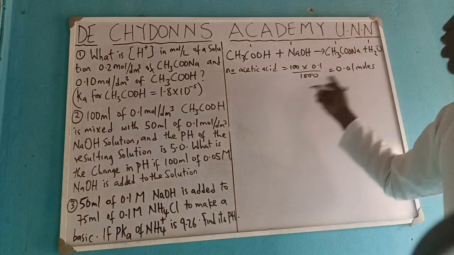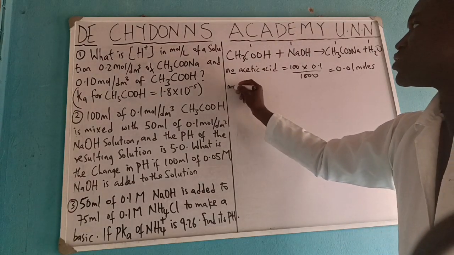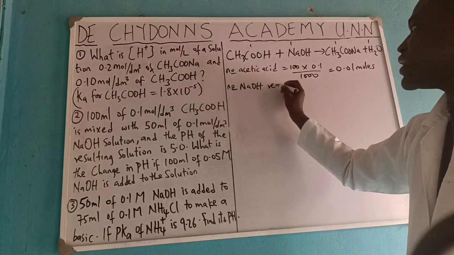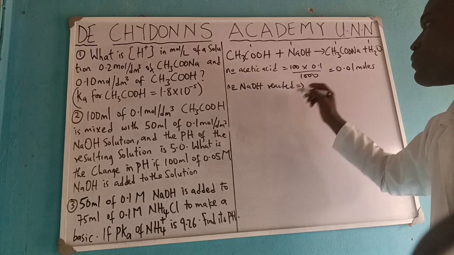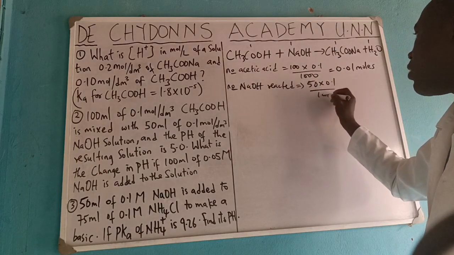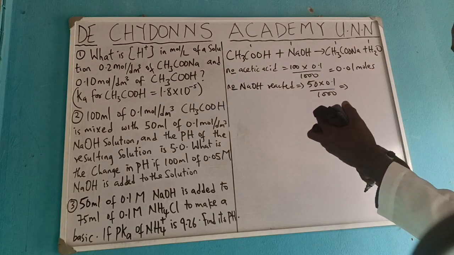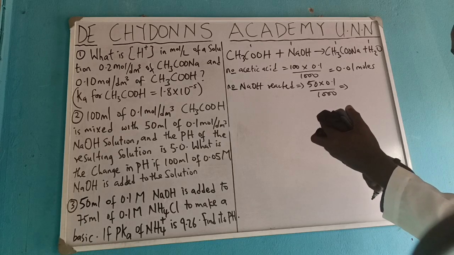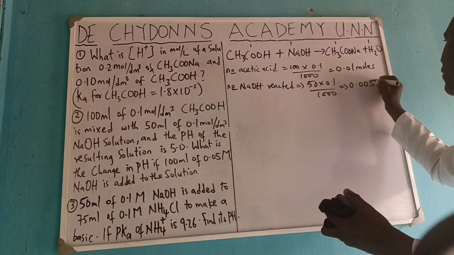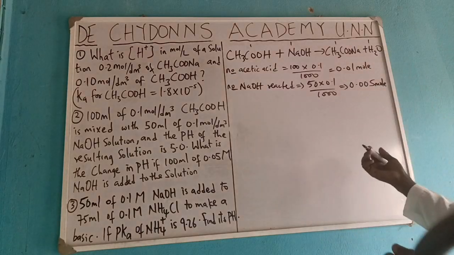That means it's only these moles of acetic acid that reacted. You do the same for sodium hydroxide. Number of moles of sodium hydroxide reacted equals 50 times 0.1 all over 1000. You now say 50 times 0.1 divided by 1000. That means we'll be having 0.005 moles. They are not more than 1 mole.